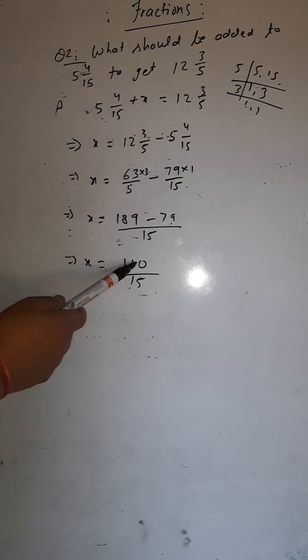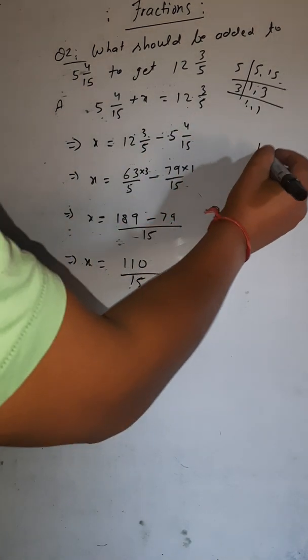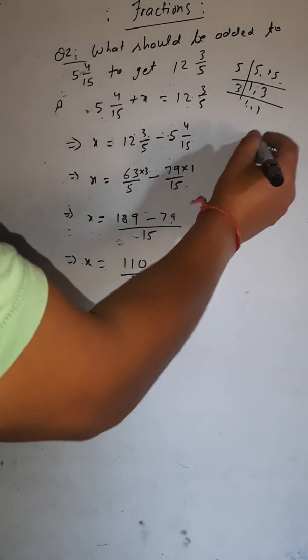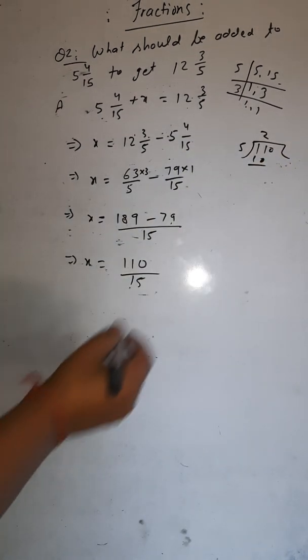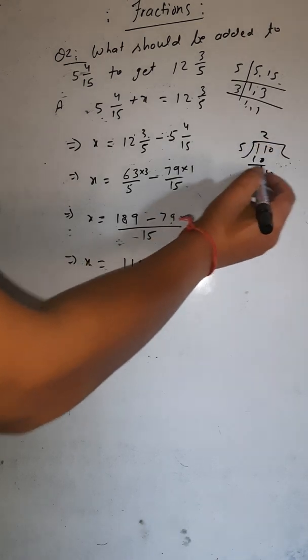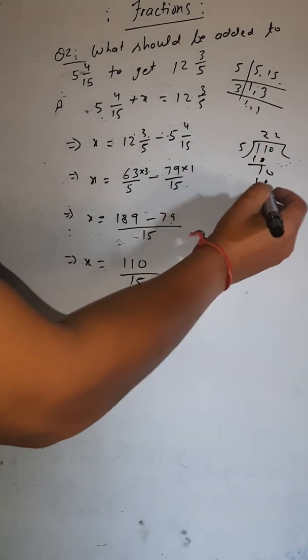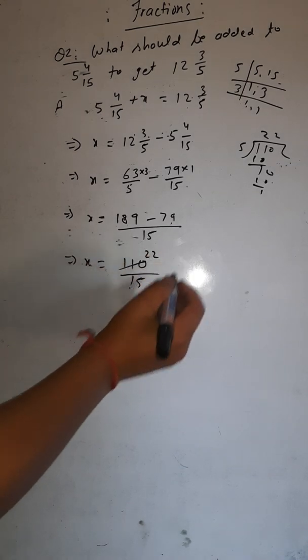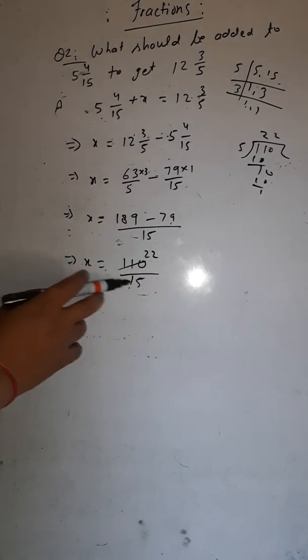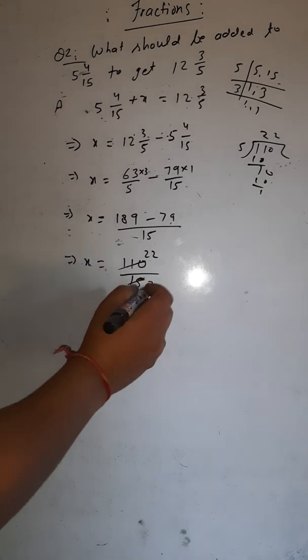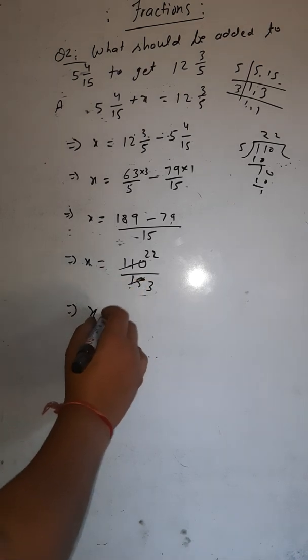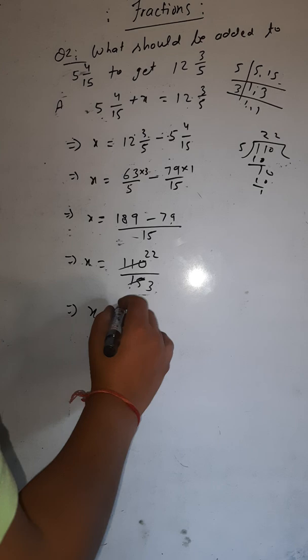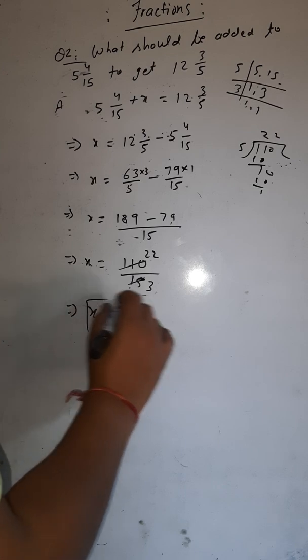If you are dividing 110 by 5, how many times does it go? 110 by 5. 5 twos are 10, so 1 is the remainder, 0 from there. 5 twos are 10. So 22 times. If you are cutting this by 5, it would cut 22 times. Now again cut this also by 5. 5 threes are 15, it is coming 3. So x would be equal to 22 by 3. So this would be the answer.